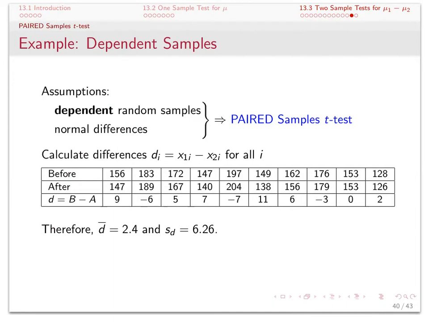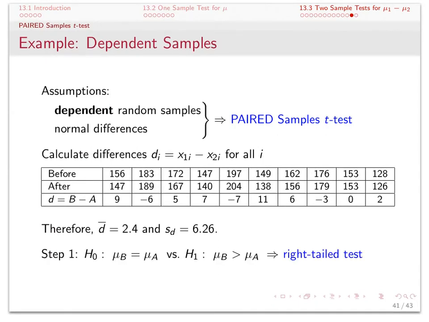In particular, what I've done here is I've just added an extra row to the table, and in that row I've done the before weight minus the after weight, and I get the following values, which I can then use to compute the mean, d bar equal to 2.4, and the sample standard deviation equal to 6.26.